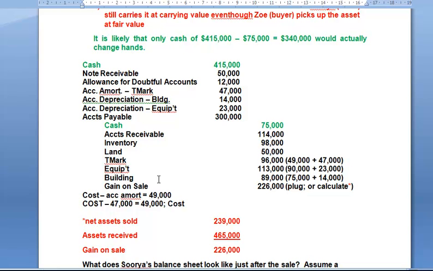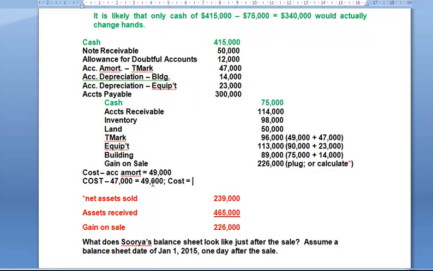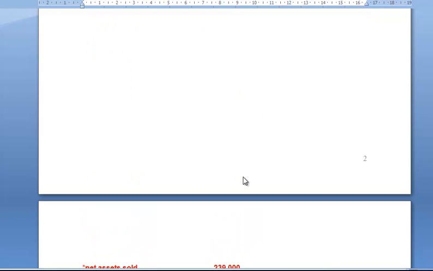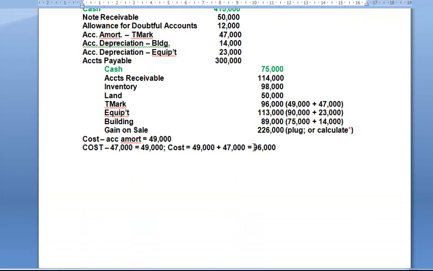So the cost must be equal to what? $49,000 plus this $47,000, right? So again, that would be equal to $49,000 plus $47,000. Now, aren't you glad you took Math 101, eh? And now you got $96,000 here. So again, that would be the value at which your trademark is sitting at cost, and you're going to get rid of it at cost.